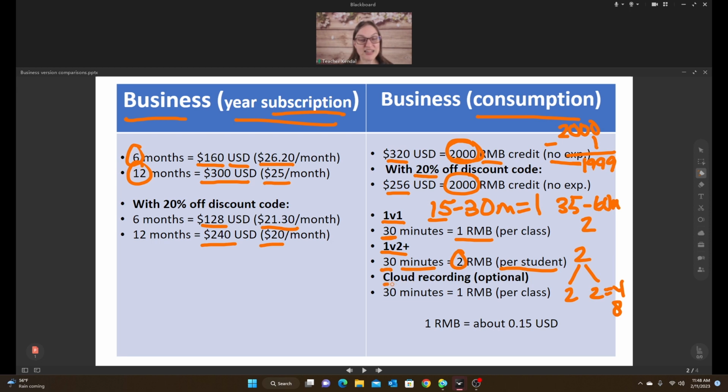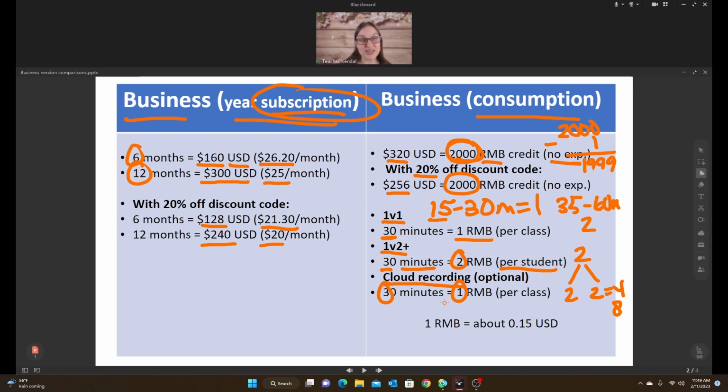Then we have the cloud recording. So remember, this is optional. You don't have to do it. And if you don't do it, it will save you money. If you do the cloud recording and the subscription, you don't have to worry about it because it's free. It's included. But with the consumption, it's 1 RMB for 30 minutes. So it's really not that difficult, the numbers, because it's 1 or 2 usually. So it's very simple numbers to figure out.